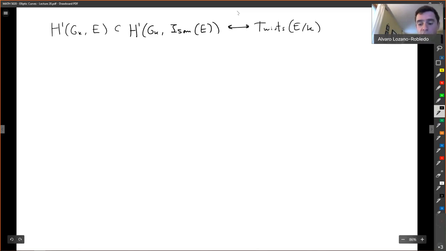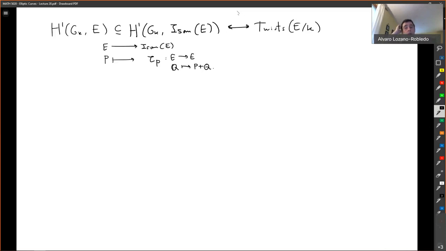Now, these are in here because for every point P in E, there is a map to isomorphisms of E that comes from sending P to translation by P: the isomorphism that goes from E to E and sends Q to P plus Q, translation by P. So we do have that H1(G_K, E) is inside this, which we know are twists, so we have to now identify what is this piece?